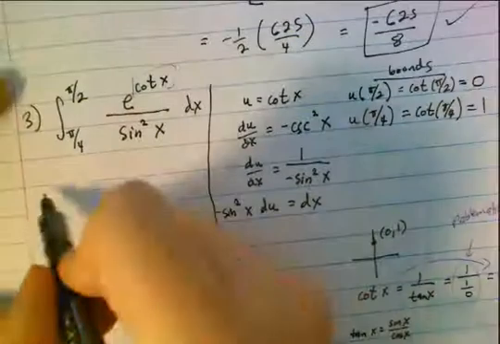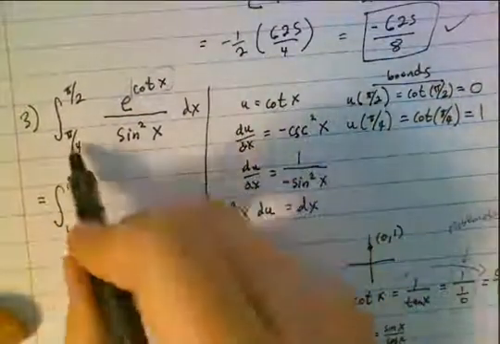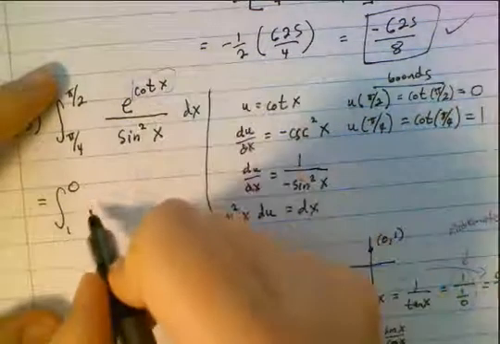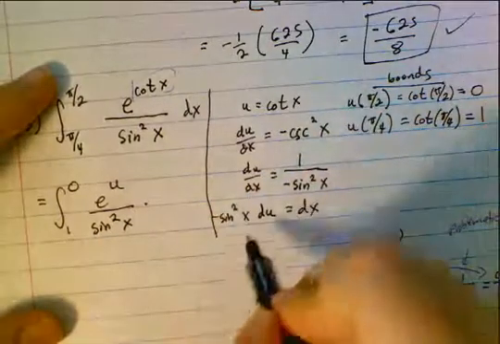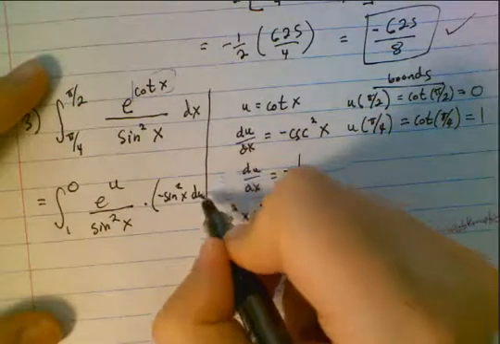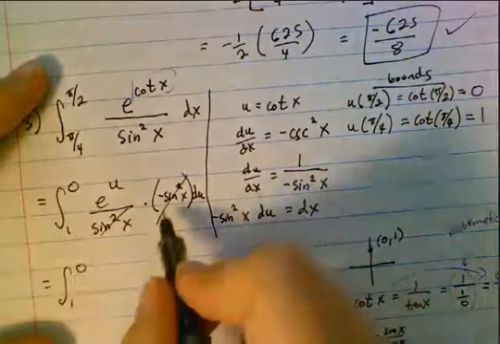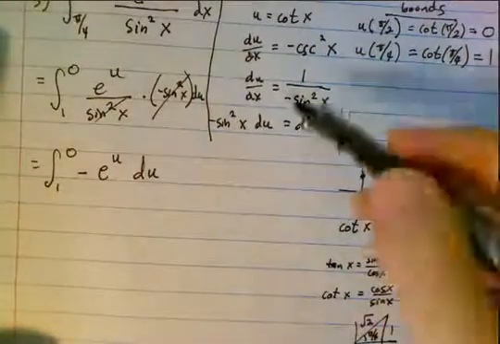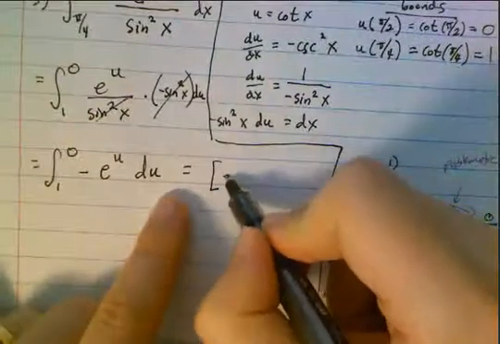So, coming all the way over here again, this is the integral from 1 to 0. Remember, what's on the bottom stays on the bottom. And then u was cotangent of x, so e to the u over sine squared x. And then we have negative sine squared x du. These are going to cancel out. Okay. At this point, we can take the antiderivative.